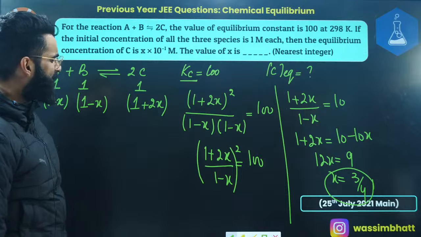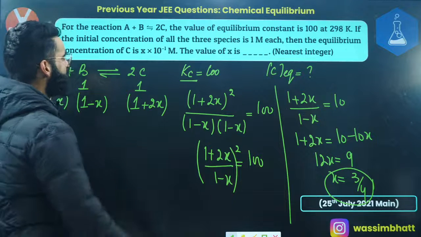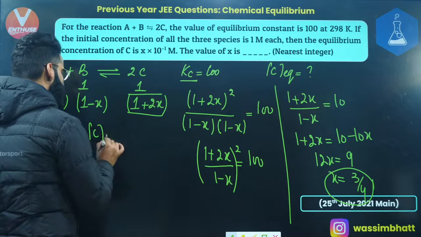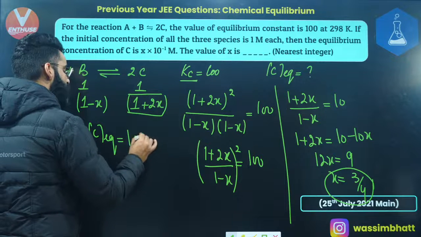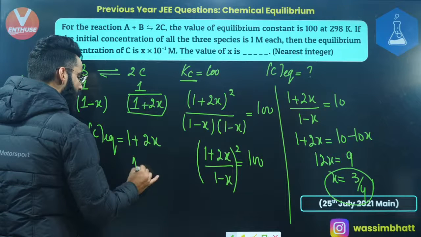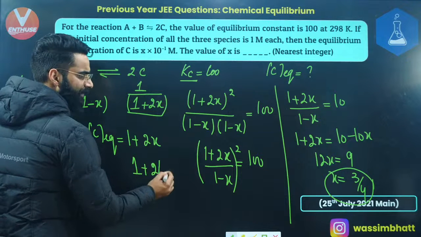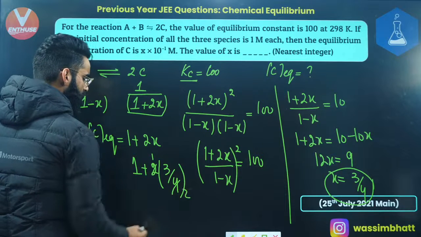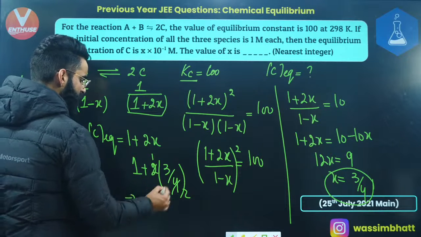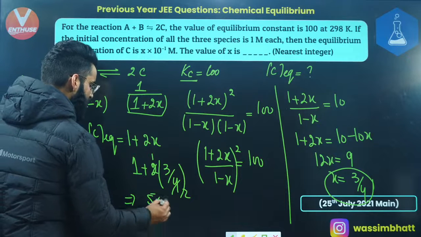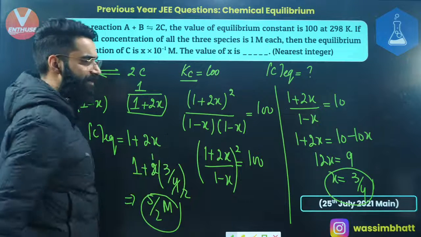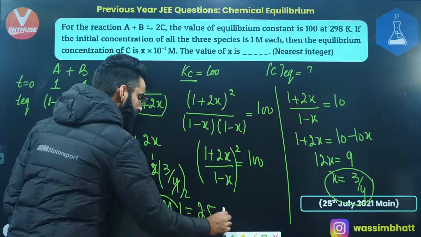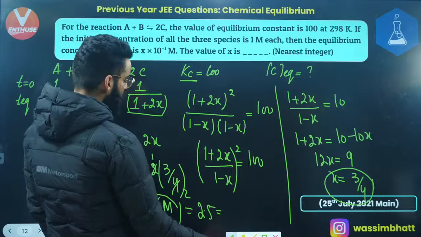But was I supposed to calculate the value of x? I was supposed to calculate the concentration of C at equilibrium. And concentration of C at equilibrium is equal to 1 plus 2x, correct? So this is going to be 1 plus 2 times x value, which is 3 divided by 4. So it's going to be 1 plus 3 by 2, which comes out to be what? It's going to be 5 by 2, correct? So 5 by 2 molar, that means 2.5 molar is going to be the concentration, right? Or you can write it as 2.5.